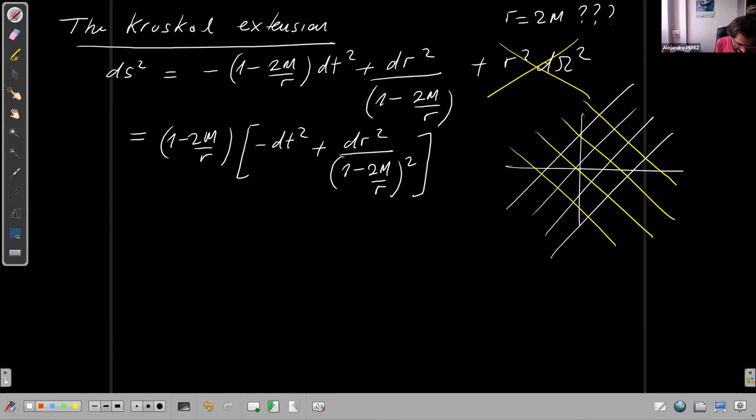And so now you see that this starts looking like a conformally flat thing. This is what we were looking for: the conformal factor times the Minkowski two-dimensional metric.